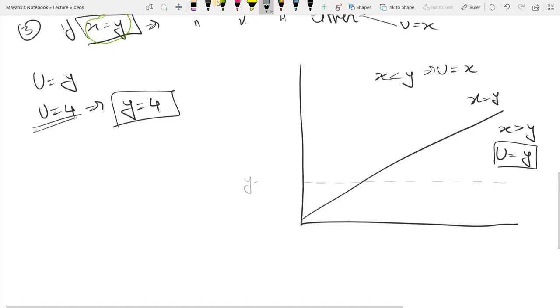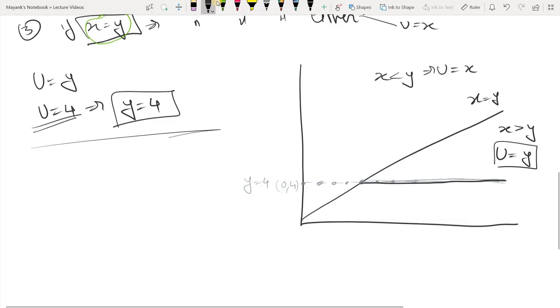This is your y equals 4, which has different points on it, like 0, 4, 1, 4, 2, 4, 3, 4, 4, 4. The 4, 4 point will lie here because this line has all the points in x equals y format. On the right of it would be 5, 4, 6, 4, 7, 4, and so on. So this is your IC. This is the IC that you're looking for. So let me just put this in bold.